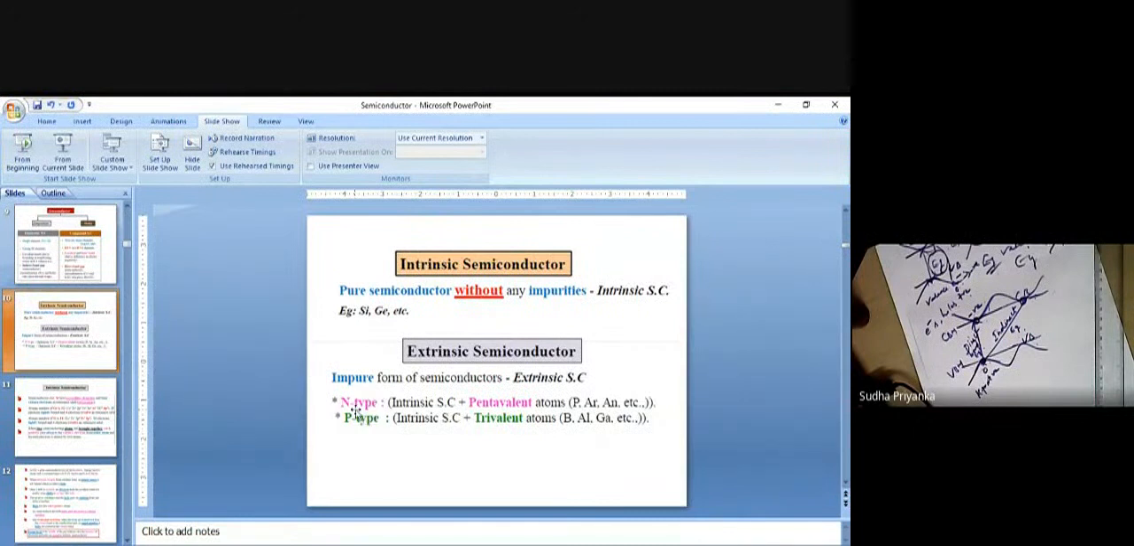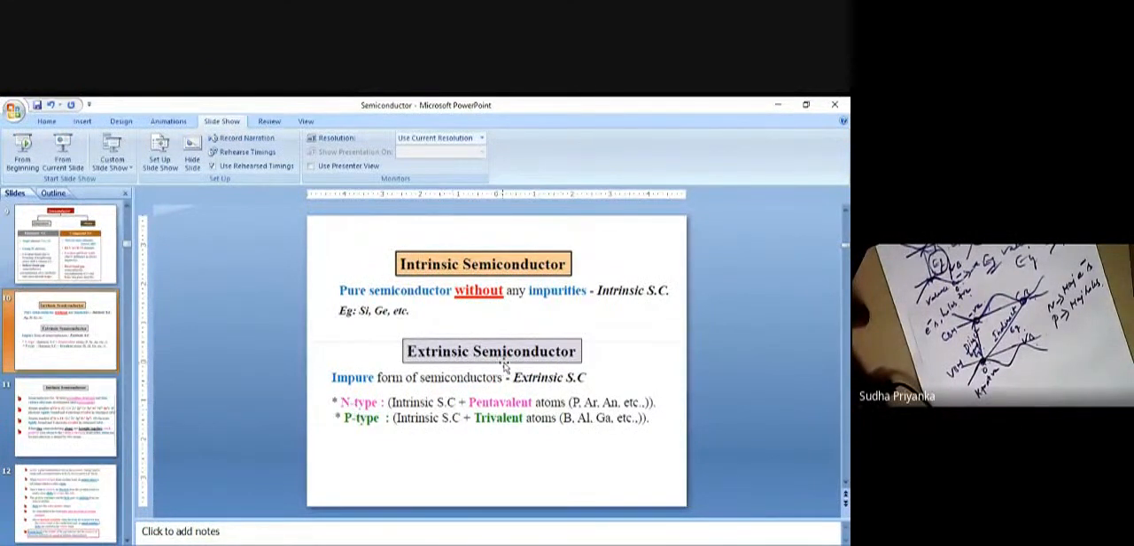In n type, majority charge carrier is electron. In p type, majority charge carrier is hole. Okay, so n means negative, majority charge carrier is electrons. P means positive, so here majority charge carrier is holes.